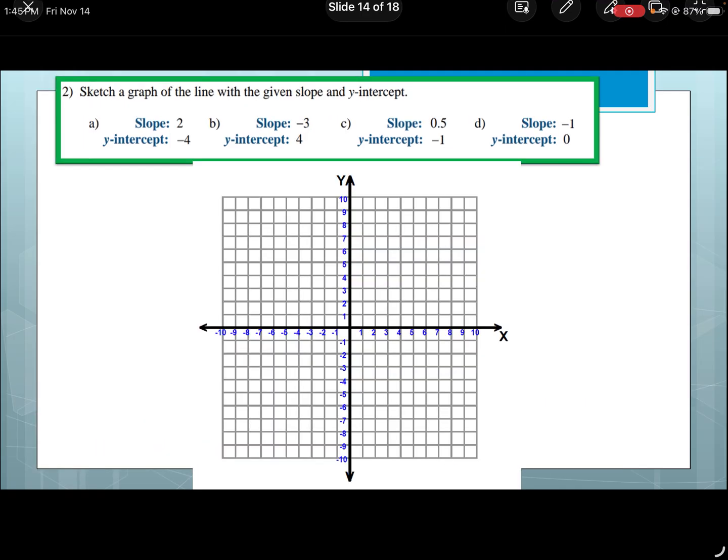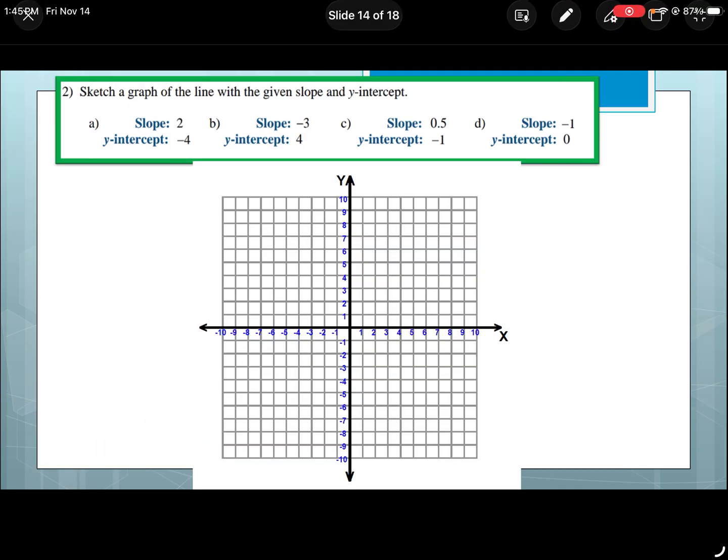Okay, so the first one, slope is 2, y-intercept is negative 4, right? Remember the slope of 2 actually means a slope of 2 over 1. So we're going to start at negative 4, and then for every 1 we go right, we go 2 up. 1 we go right, we go 2 up, etc., etc. And a line looks like this.